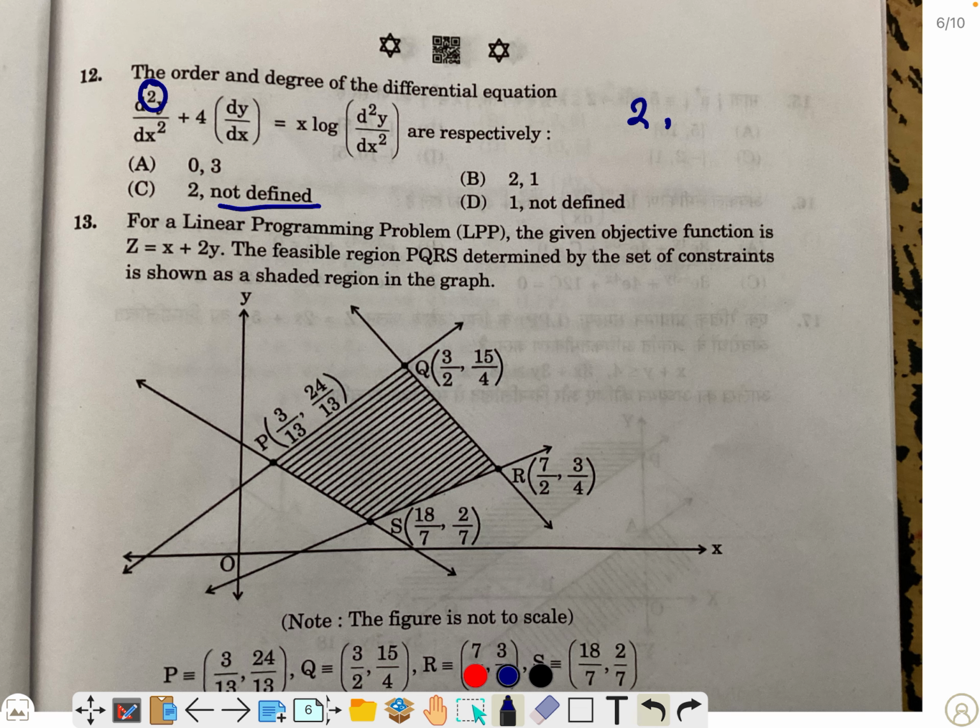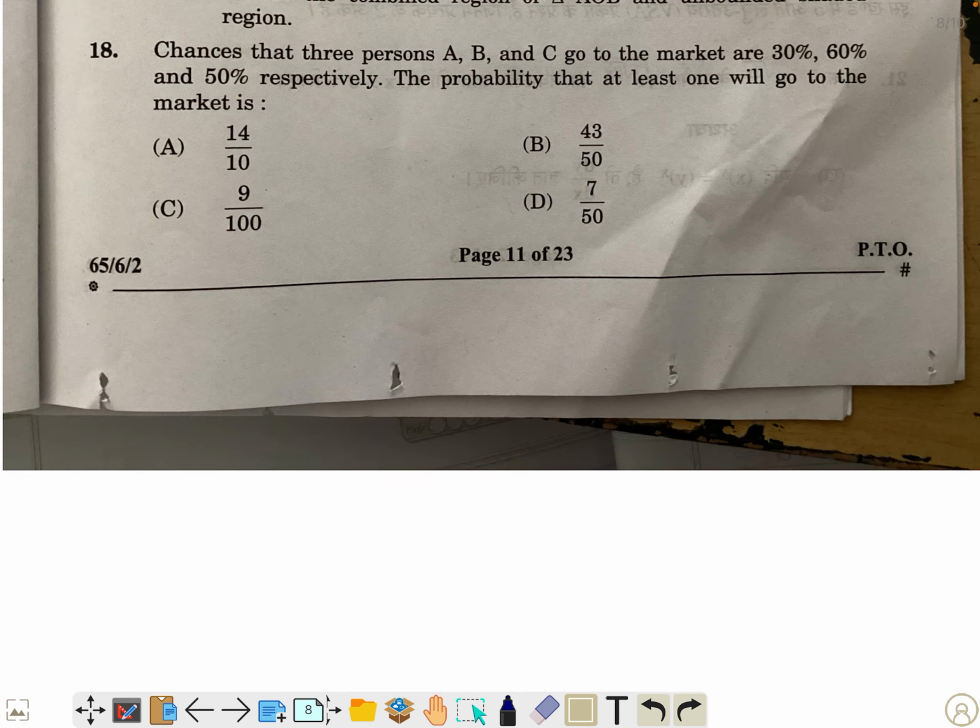Since the equation involves the logarithm of the derivative, the degree is obviously not defined. Order only we can write, that is 2. So order 2 and degree is not defined. So this is the correct answer. Then we move on to the next question.